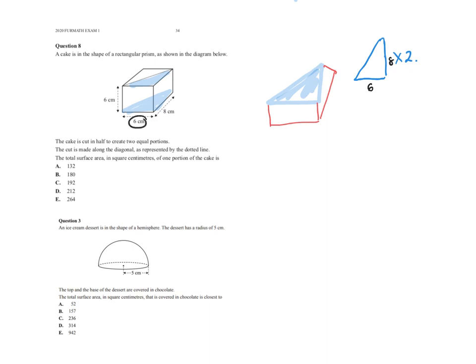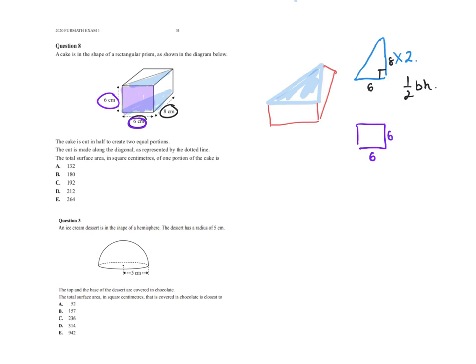I'm using this 6 and 8. So we can find the area of those using half base times height. Okay, so we've got that bit sorted. We then have this square piece at the front for the surface area. So if I drew that bit, I have this square bit, which is going to be 6 by 6. So 6 by 6.